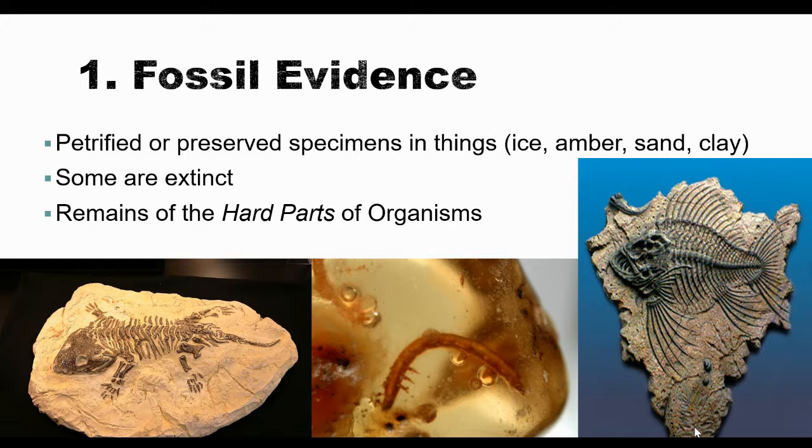So number one, fossil evidence. You can have a couple different kinds of fossil evidence. So you can have petrified or preserved specimens inside things. So in ice, in amber, in sand, or in clay. Here's an example in amber.